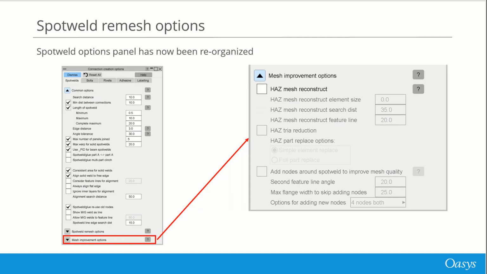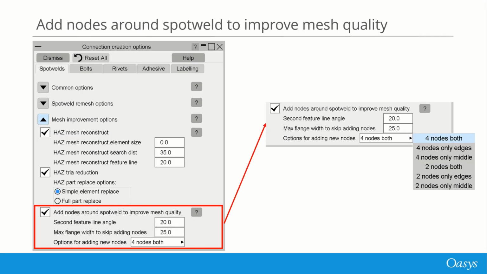Spotweld remesh is controlled from the Connection Creation Options panel under the Spotwelds tab. Considering the user's ease, this panel has been reorganized in Primer 20 as it had grown significantly. All the options are now categorized into 3 categories and put under 3 expandable toggle buttons: Common Options, Spotweld Remesh Options, and Mesh Improvement Options. The new Add Nodes around Spotweld to improve mesh quality option can be found under the Mesh Improvement Options toggle tab.